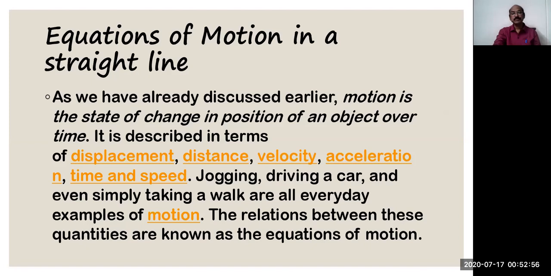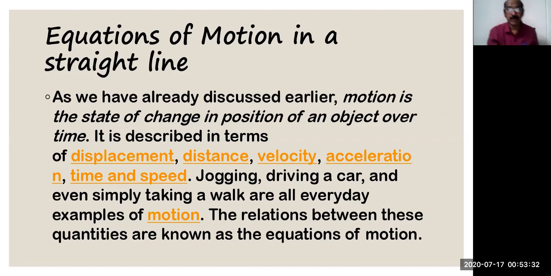Now, we already know about displacement, distance, velocity, acceleration, time, speed. So, before going to equations of motion, we know that motion is the state of change in position of an object over time. It is described in terms of displacement, distance, velocity, acceleration, time, and speed.